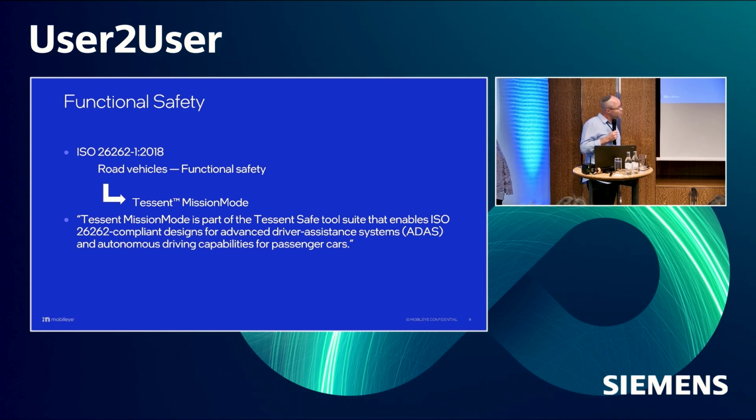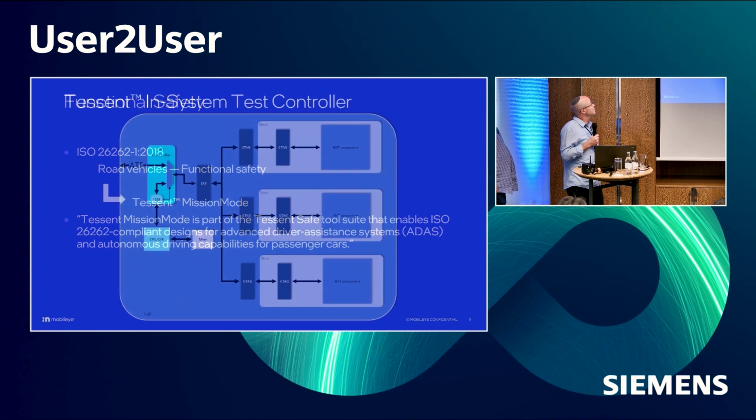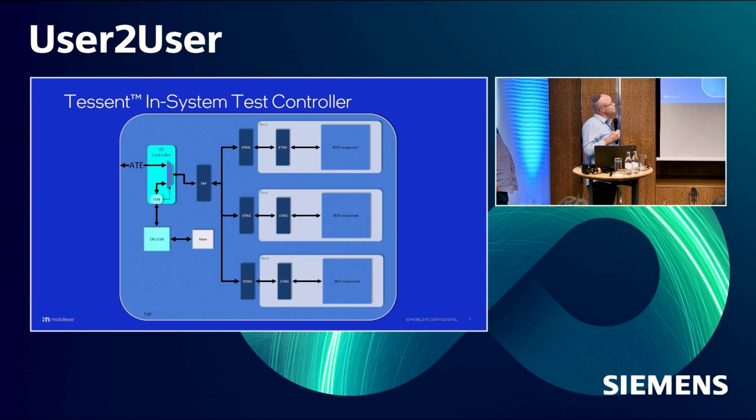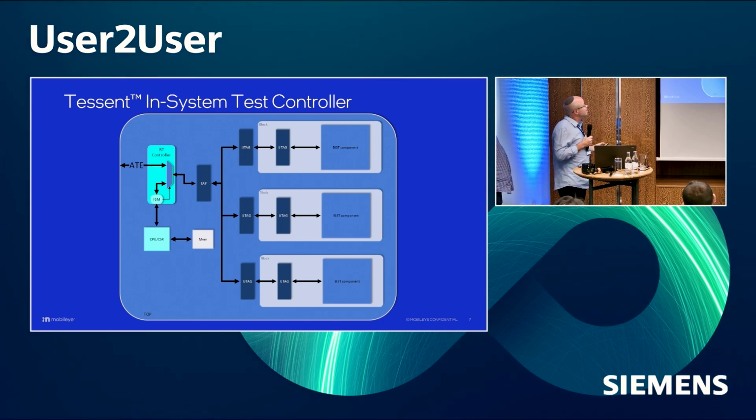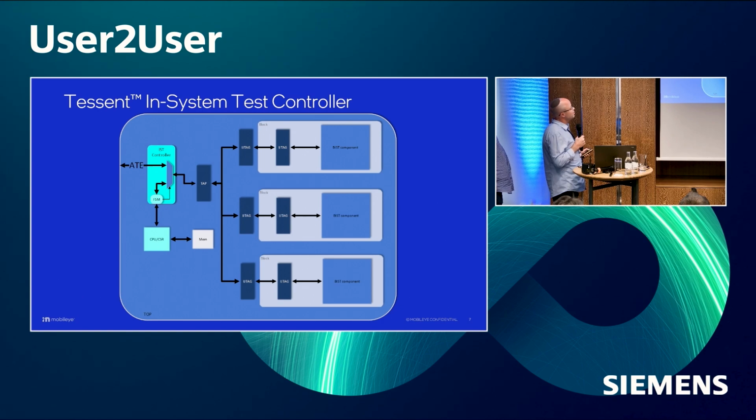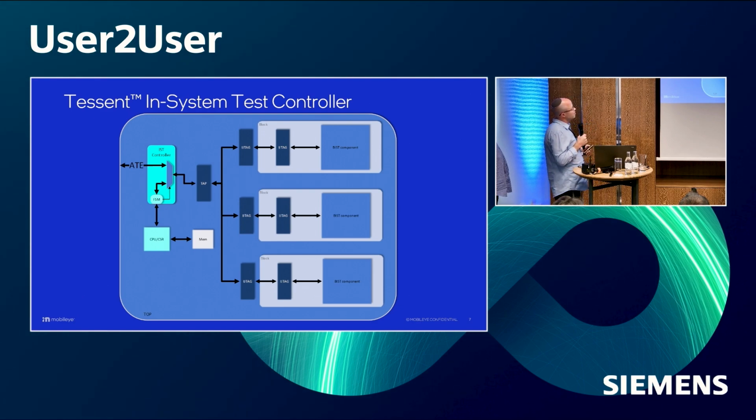For those of you who are not familiar with the concept, I'll describe it at a high level. Tessent MissionMode is built out of two main building blocks. First one is the IST, the part on the left. This whole part here, the IST controller, in-system test controller from Tessent, along with an internal CPU and some memory. This logic enables us to actually take over the tap controller instead of the ATE tester. We can take over the tap.